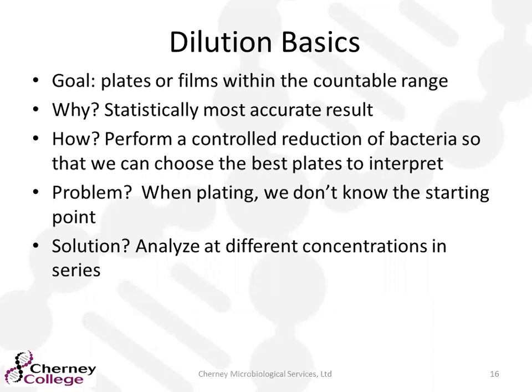When I talk about countable ranges, those of you that are using Petrifilm, each Petrifilm in the interpretation guide will tell you there's a countable range. So I believe APC is 25 colonies to 250 colonies. And what that's looking at is where are we most statistically accurate that we're going to repeat that if we run that test over again, and that we're actually able to count the colonies that are there.